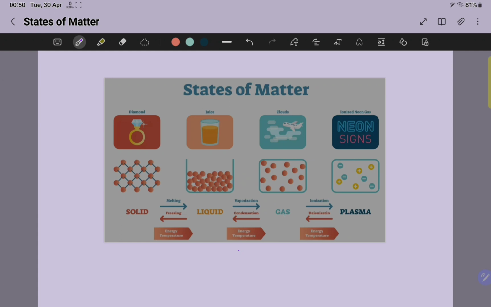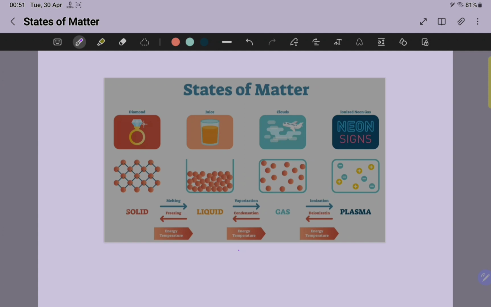Now the students who study in the junior classes, they must not be knowing about plasma. They are only aware about the 3 states of matter, that is solid, liquid, and gas. The 4th state is plasma. Now one by one I will explain you each of these states.